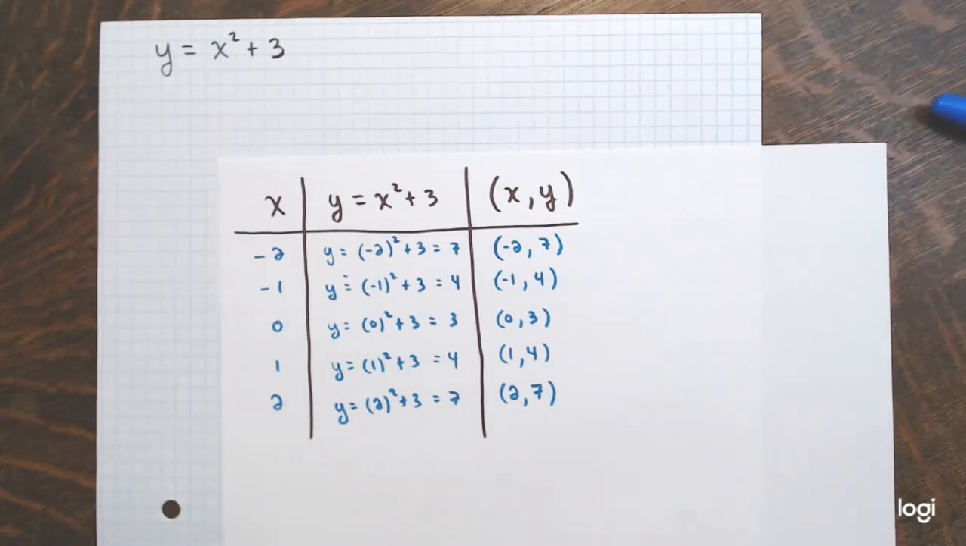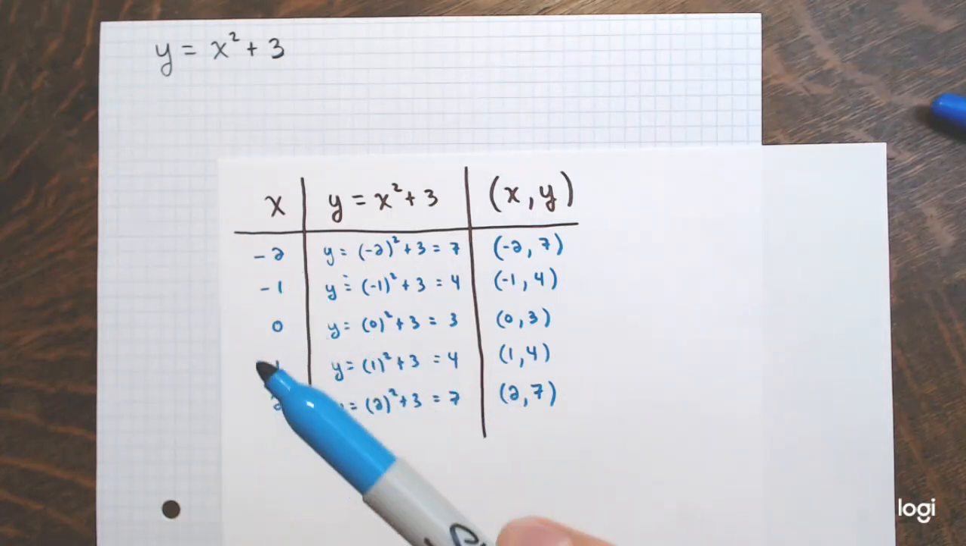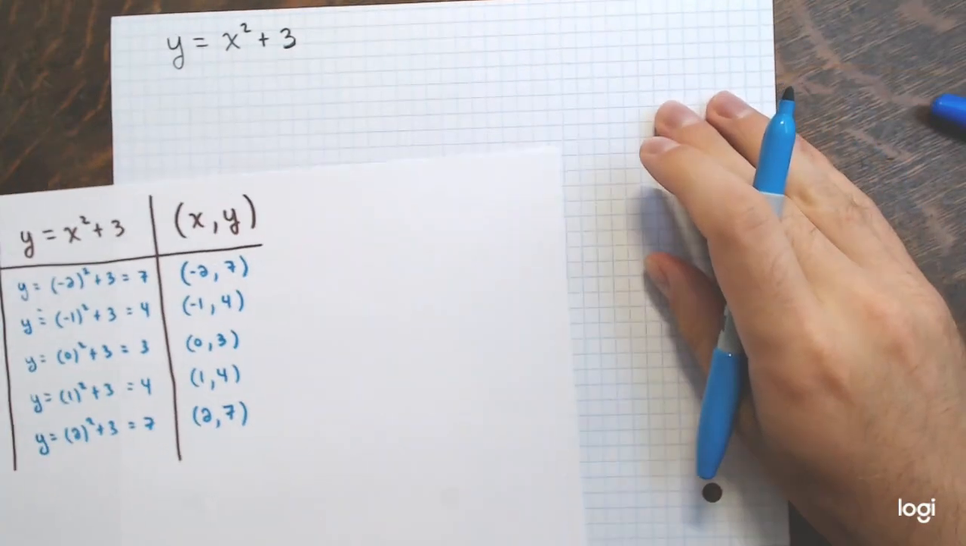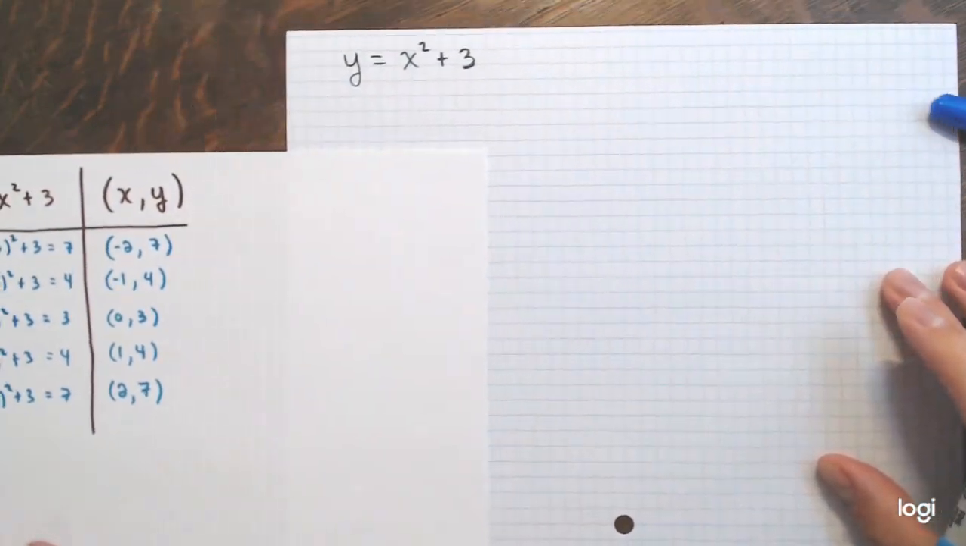And if we don't, I'll plot some more. Maybe even plug in some fractions, something between these, like a half or 2.5 or a 1.5 or a third or something. Let's just see what happens. All right, so here are the points I'm going to plot.